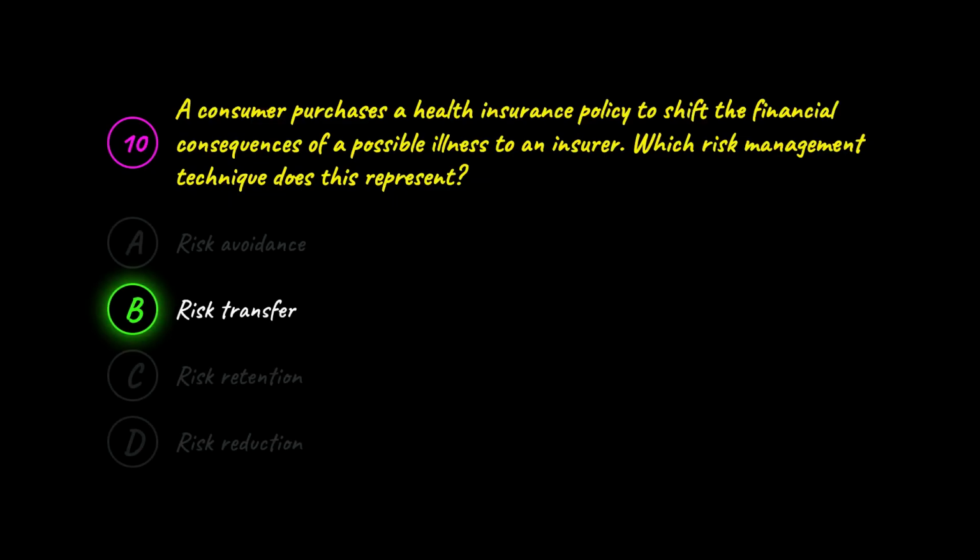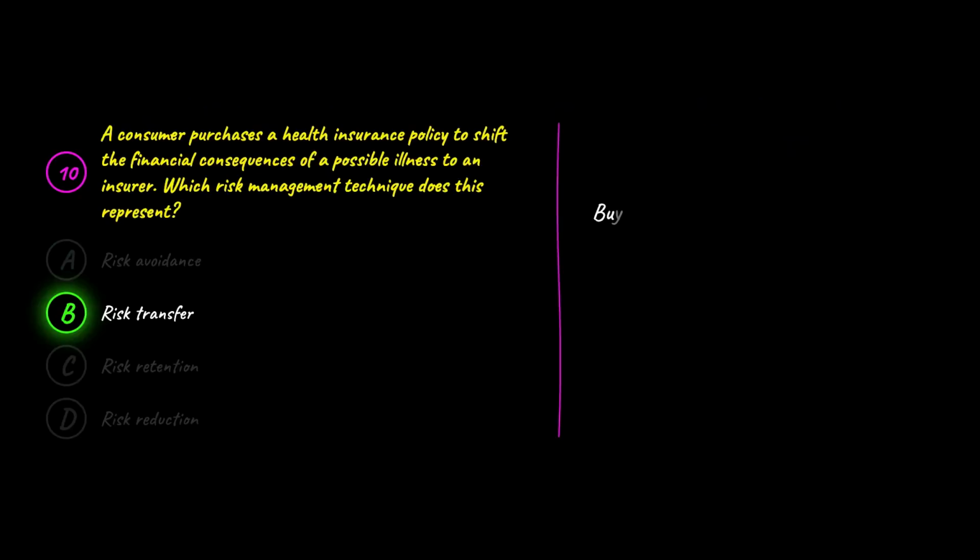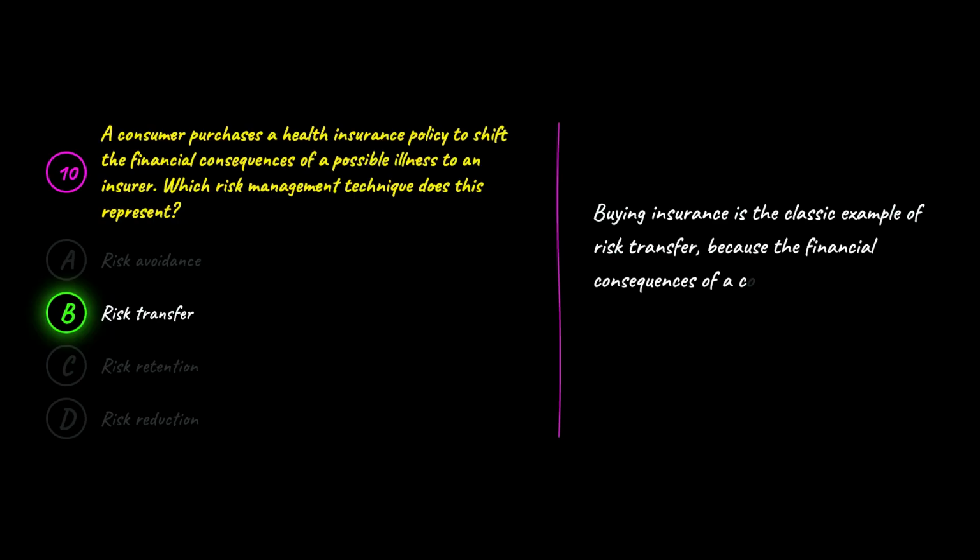The correct answer is B. Risk transfer. B is correct because buying insurance is the classic example of risk transfer, because the financial consequences of a covered loss are shifted from the individual to the insurer for a premium.